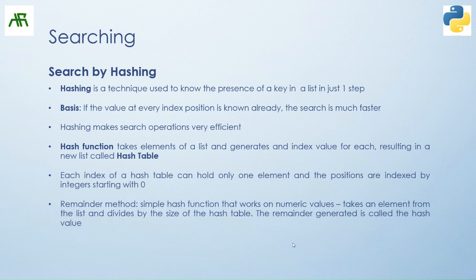It's also called the remainder method, a simple hash function that works on numeric values. It takes an element from the list and divides it by the size of the hash table. The remainder generated is called the hash value. The hash value of an element is element % size, which gives you the remainder, where size is the size of the hash table.